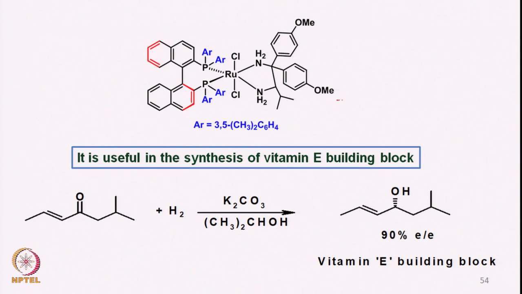Now this particular molecule has also been used as a catalyst in the hydrogenation of this enone to the corresponding allylic alcohol, and as you can see, it is not a hydrogenation of a double bond, but it is a reduction of the ketone, and it gives the corresponding allylic alcohol in 90% enantiomeric purity, which is a building block for the synthesis of vitamin E.